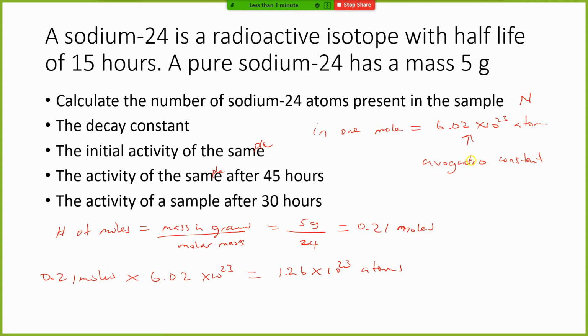And by the way, this whole concept of Avogadro's constant was derived from carbon 12, right? Was derived from carbon 12.